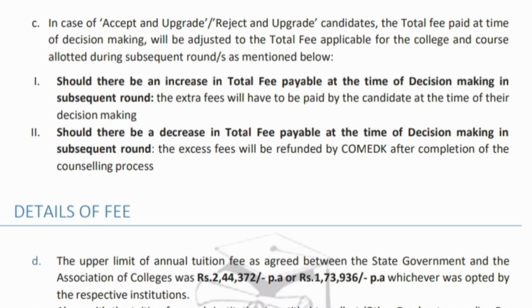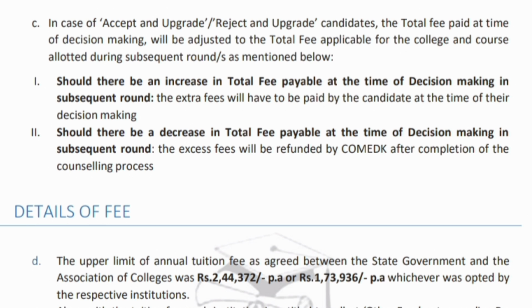It is also mentioned that there would be an increase in the total fees at the time of decision making in the subsequent rounds. That is the point I said. If you are paying more in the second round, then you need to pay only the difference, since in the first round you have already paid some amount. And if your fees decrease, then during the second round you will get some refund if you have paid more in the first round. So that is the way.